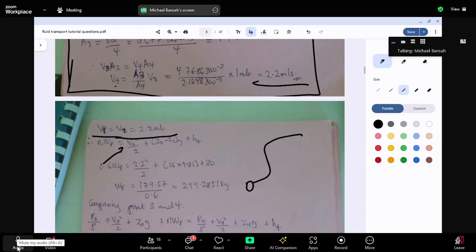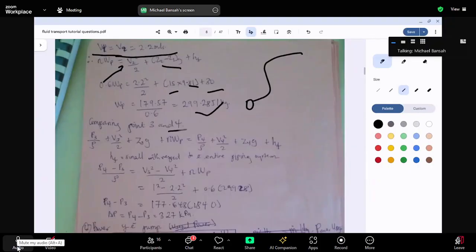After substituting, I have my efficiency, I have my V2, I have Z2 minus Z1. Now they've arranged it well to get the 15. I know g is 9.81, HF is 30. So I can find my WP now. So there's a value.